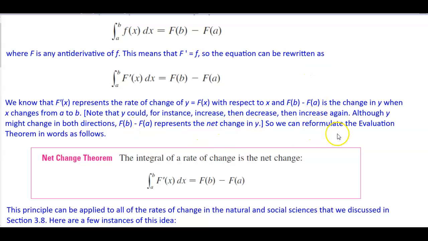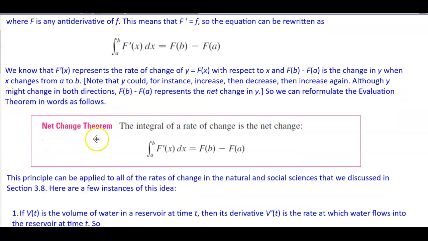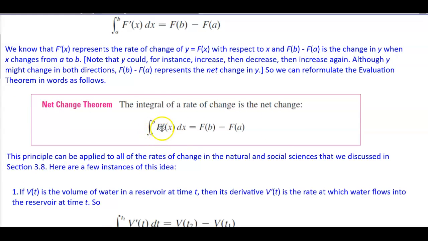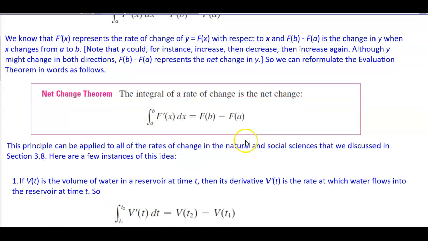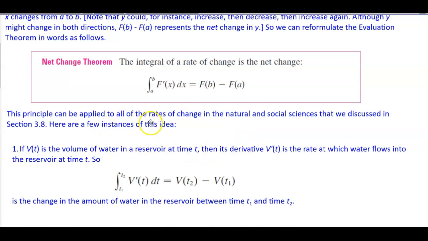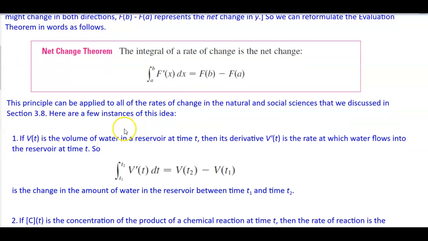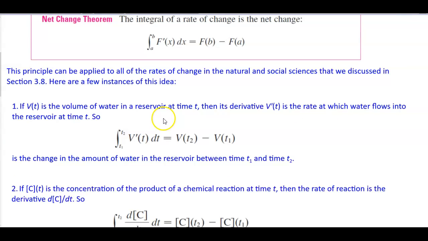So we can reformulate the evaluation theorem in words as follows. The net change theorem: the integral of the rate of change is the net change, which is the integral from a to b of F prime of x dx equal to F of b minus F of a. Now this principle can be applied to all of the rates of change in the natural and social sciences that we discussed in section 3.8. Here are a few instances of this idea.